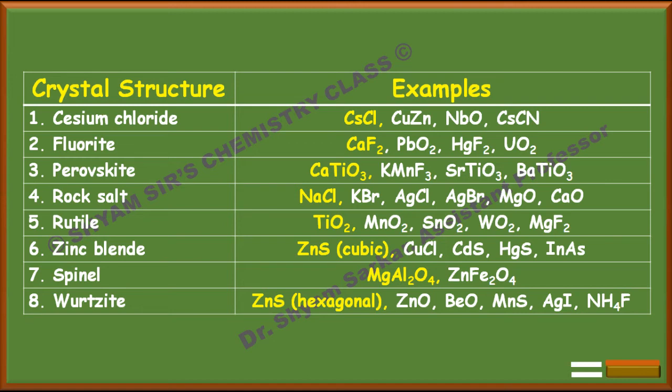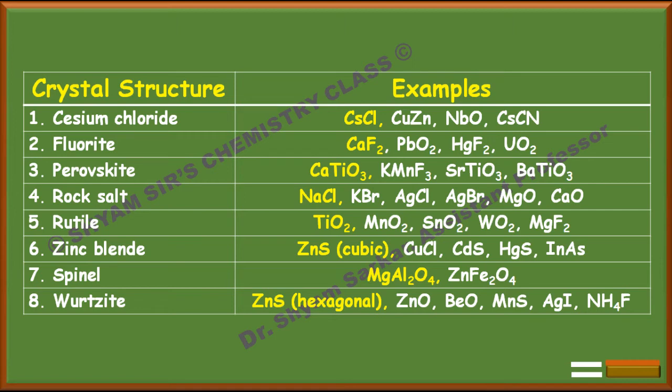See number 1, cesium chloride. So the basic crystal structure is known as the cesium chloride structure. I have highlighted in yellow color the representation of this type of crystal structure, CsCl. So this represents the whole crystal system. Whether it is CuZn or NbO or CsCN, all these are characteristic of cesium chloride. That's why I highlighted this name.